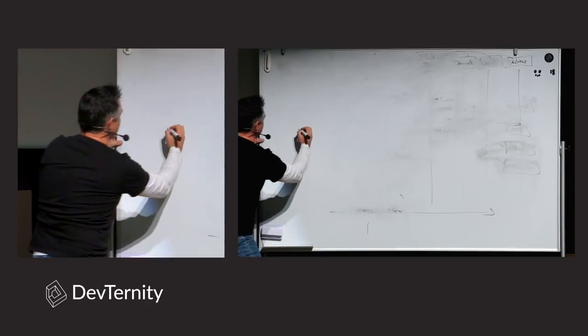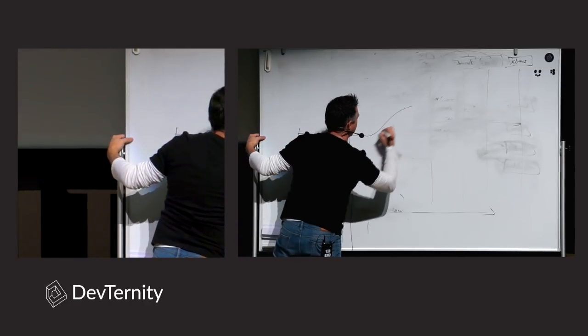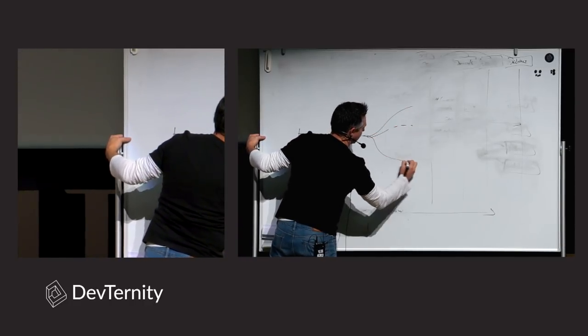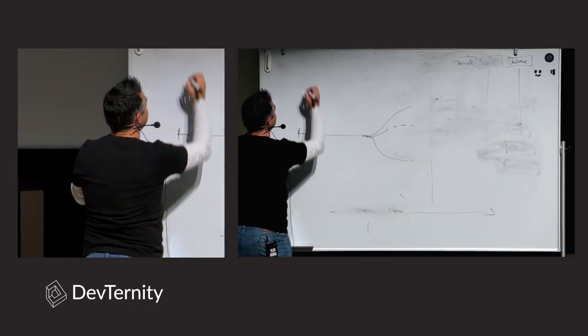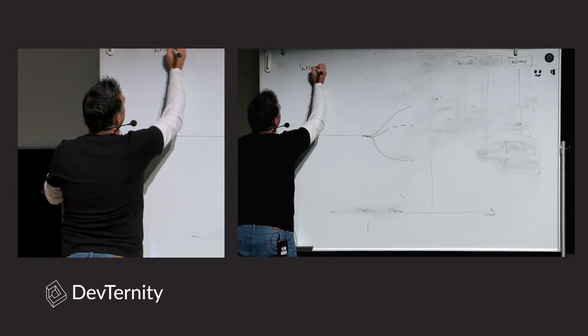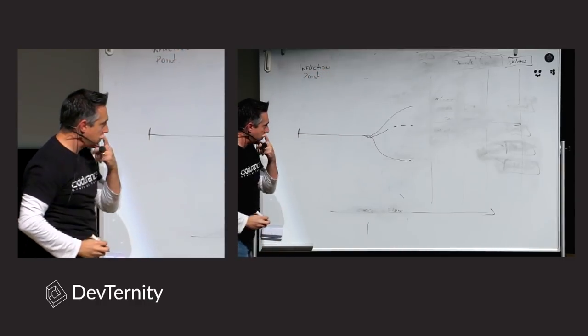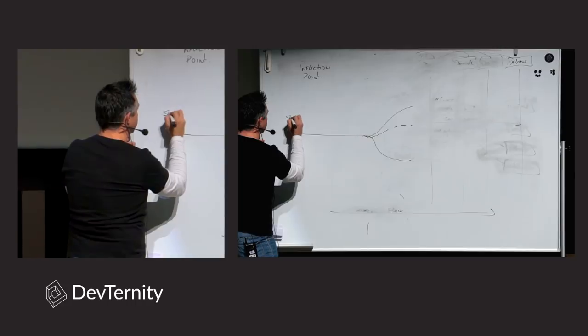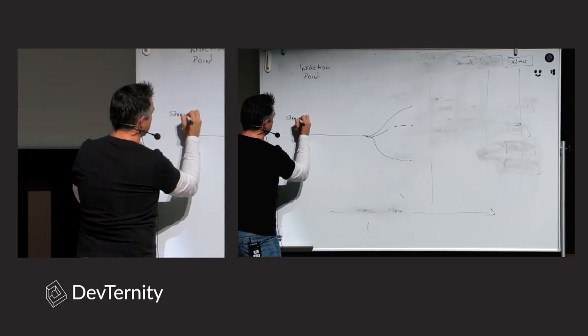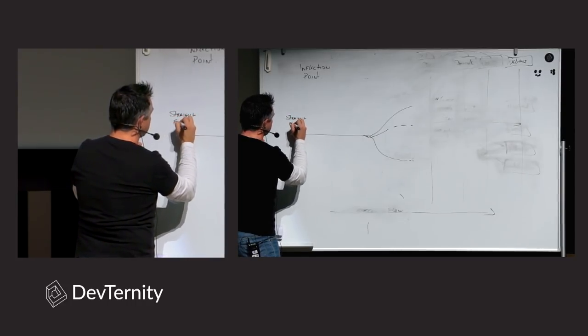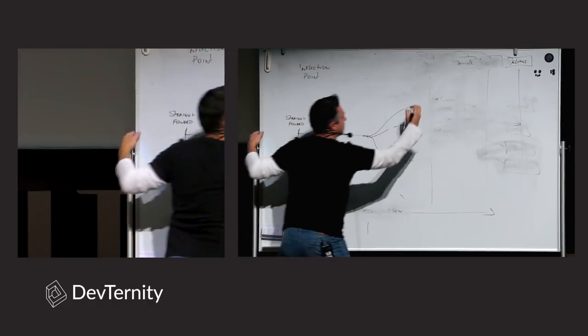There is a thing that I want to go through very quickly. I call it inflection point. Imagine that this is the most straightforward solution you can have, and this is the future-proof one.